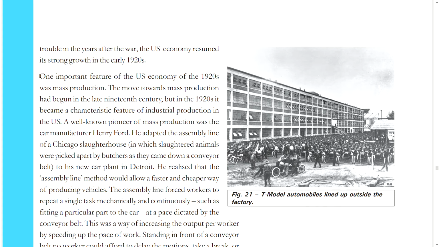One important feature of the US economy of the 1920s was mass production. The move towards mass production had begun in the late 19th century, but in the 1920s it became a characteristic feature of industrial production in the US. A well-known pioneer of mass production was the car manufacturer Henry Ford. He adopted the assembly line of a Chicago slaughterhouse, in which slaughtered animals were picked up by butchers as they came down a conveyor belt, for his new car plant in Detroit. He realized that the assembly line method would allow a faster and cheaper way of producing vehicles.